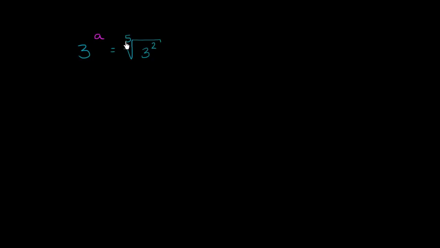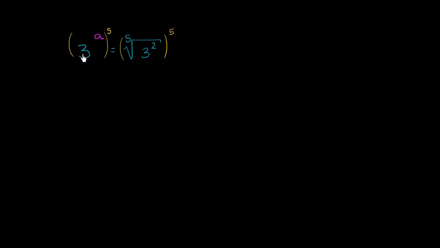Well, if you have a 5th root right over here, one thing that you might be tempted to do to undo the 5th root is to raise it to the 5th power. And of course, we can't just raise one side of an equation to the 5th power. Whatever we do to one side, we have to do to the other side if we want this to still be equal. So let's raise both sides of this equation to the 5th power.